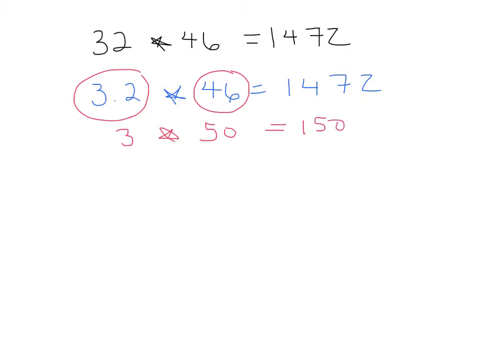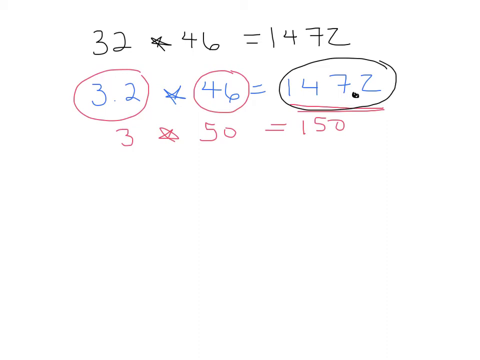So in order to get this answer to be around 150, I have to look and ask myself, where would I put my decimal? So I'm going to say, if I put it at the end, I am at 1,472, which is just too big. If I have it here, I'm at 147.2, which is really close to 150. So that's my answer.